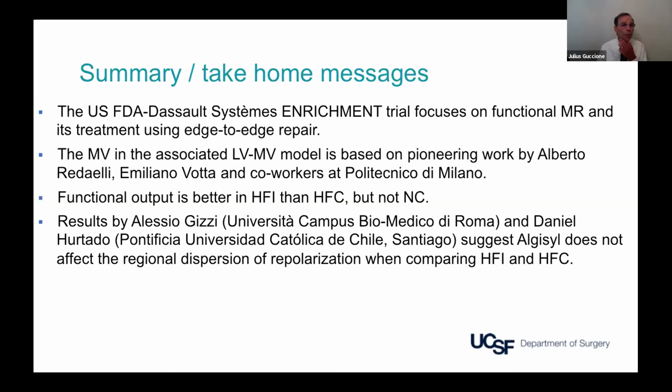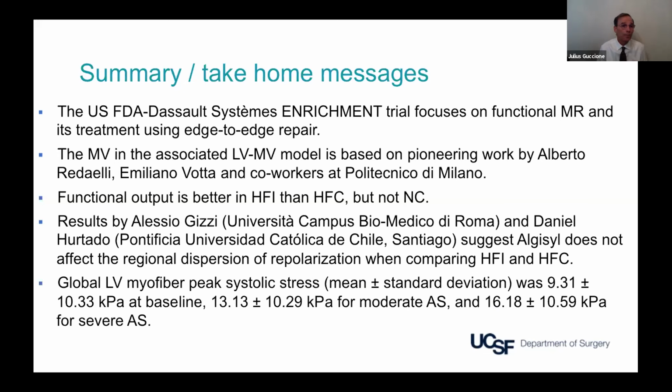And then, fortunately, from the results of Alessio Gizzi in Rome and Daniel Hurtado in Santiago, Chile, it appears that the hydrogel injection does not affect the regional dispersion of repolarization, at least when comparing the treated heart failure versus heart failure control.